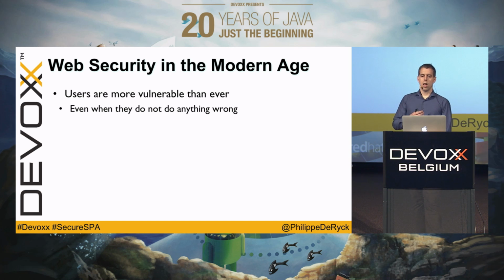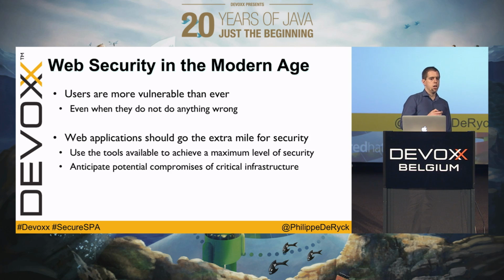But a lot of things go wrong where the user doesn't do anything wrong and can't influence it either. And that's essentially your job. That's why I wanted to start with this, to get your attention about why security is important and to teach you about single-page application security, which we'll do in a minute. So essentially, you should go the extra mile for security.